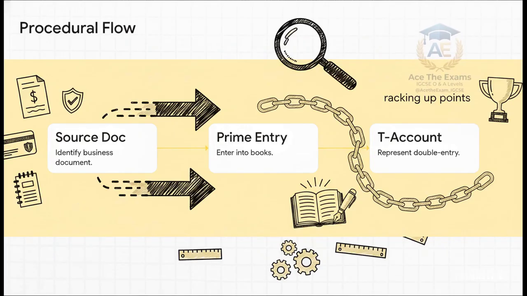You are actually awarded method marks, even if your final math is totally wrong, as long as your logical procedure is visible. Seriously, if the examiners can trace your logic from the source document, say an invoice or bank statement, straight through the books of prime entry, and finally into the T account or trial balance, you are racking up points. If you skip showing your workings, you're just leaving easy marks on the table.